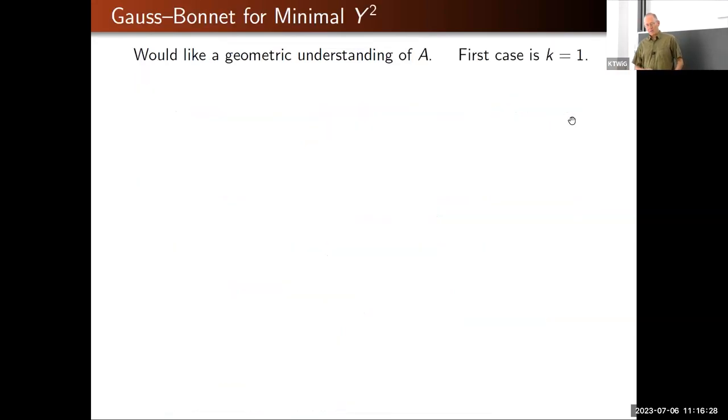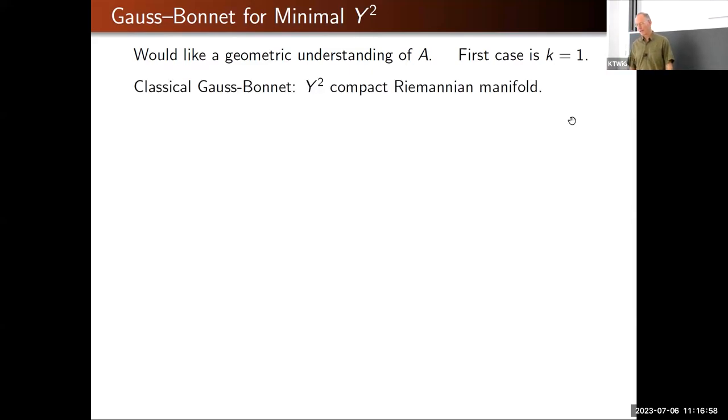So the description I'm going to give of the renormalized area is a geometric description, and it comes from a Gauss-Bonnet type of theorem. So for a geometric understanding, let's first look at the case where k is equal to 1. That means I've got a curve in the boundary, and I've got a minimal surface, an actual two-dimensional surface inside some possibly higher dimensional Poincaré-Einstein space or hyperbolic space. Okay, in that case, let's just review. The classical Gauss-Bonnet theorem is for a compact Riemannian manifold of dimension 2. And it expresses the Euler characteristic in terms of the integral of the Gaussian curvature over your compact manifold.